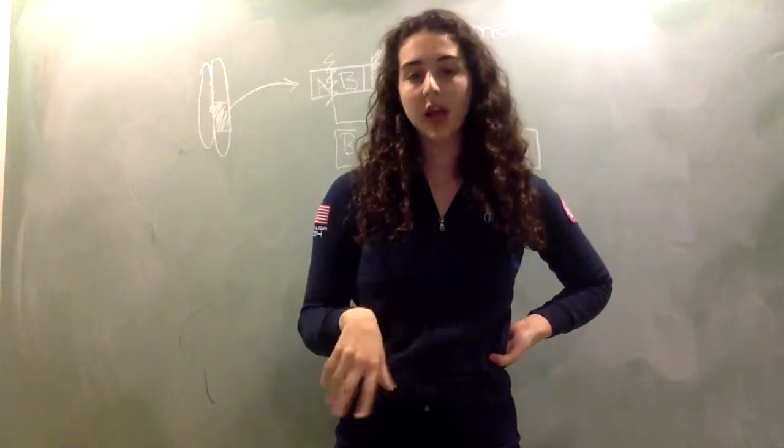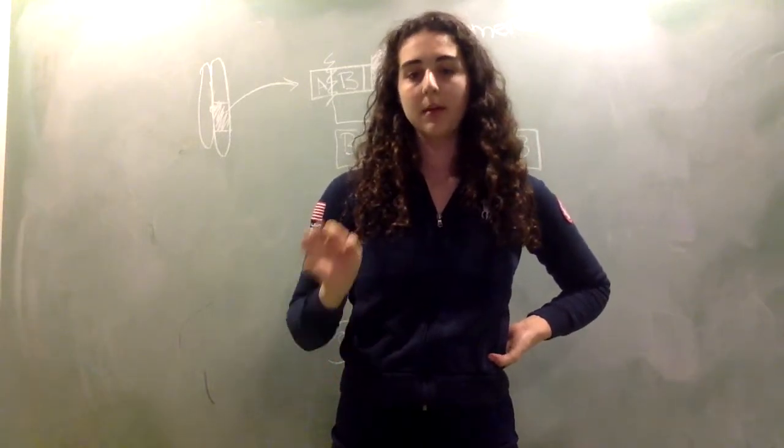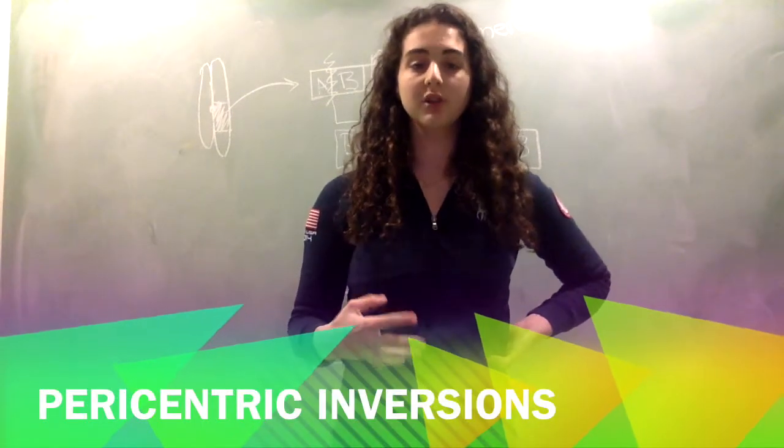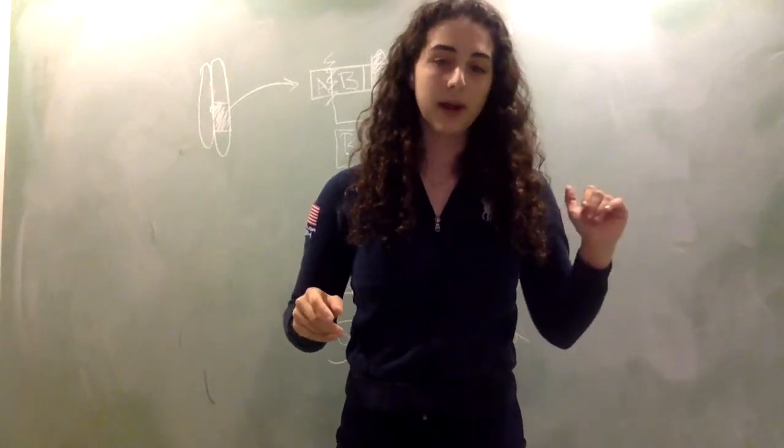There are 2 different types of inversions, pericentric and paracentric. Pericentric is where an inversion includes the centromere. So let's stop right there, and I'm going to show you a pericentric inversion.